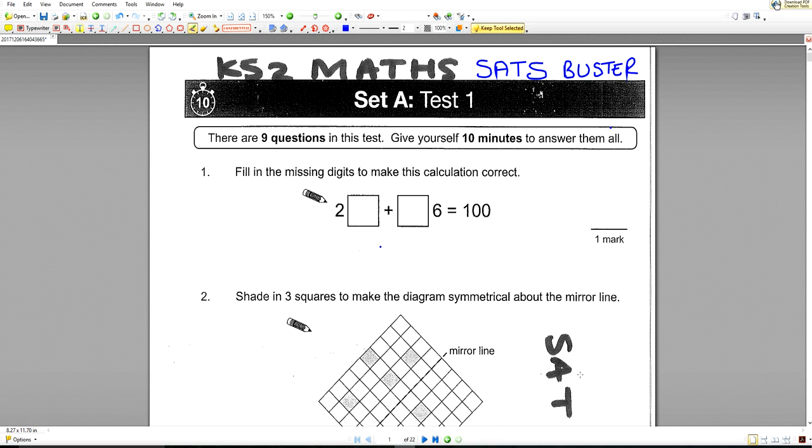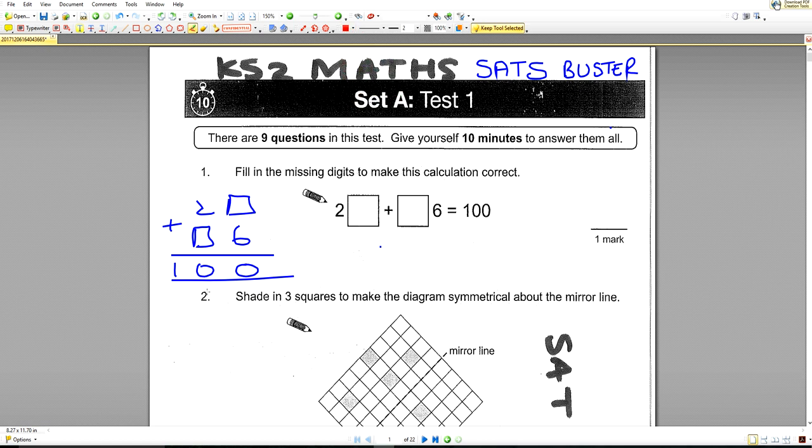Question number 1. Fill in the missing digits to make this calculation correct. The best way to look at this question is to rewrite it in the normal column style, and that will help you to think about the number bonds in the correct way. So we're adding them. So 20 something, add something 6 equals 100. If I think of it like that, we should find it easier to do.